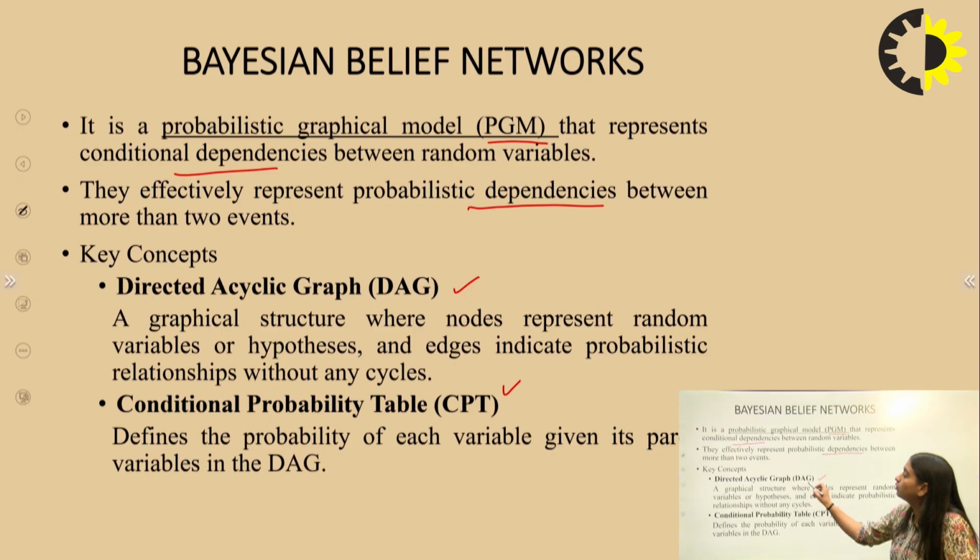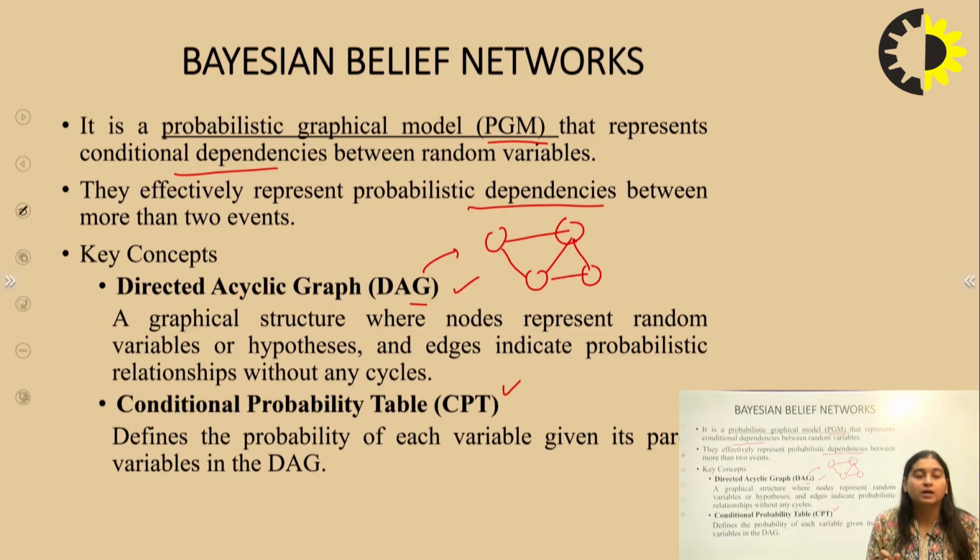What is a DAG? In a DAG you will have some nodes, and between these nodes you will have some edges. It is a graphical structure where the nodes represent random hypotheses and the edges indicate the probabilistic relations, without cycles. So cycles should not be there. Now you have the other concept called the CPT, the conditional probability table. It defines the probability of each variable given its parent variables in the DAG.